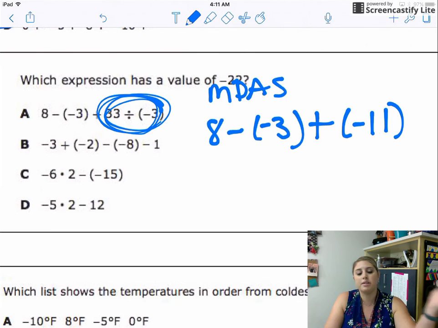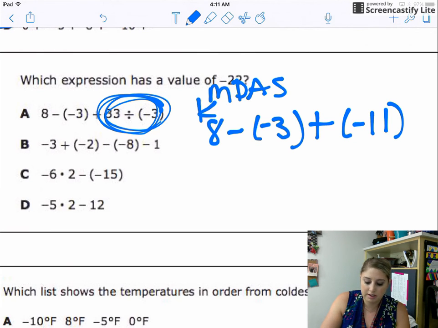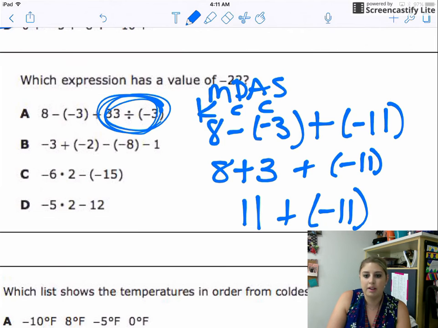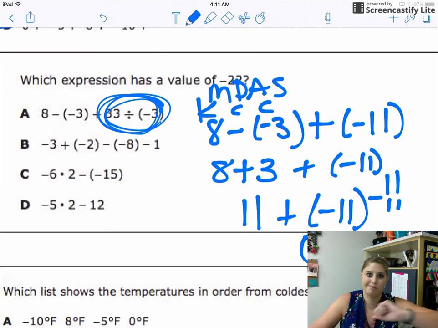All right, now this looks better. Now I can move from left to right. So I see a subtraction. This is a keep, change, change. So I have 8 plus a positive 3 plus negative 11. Ooh, 8 plus 3, nice. That's just 11, right? Plus a negative 11. Different signs. I subtract 11 minus 11, and I get 0 for A. Hopefully you got 0 for A too.